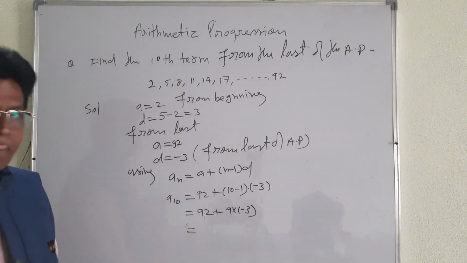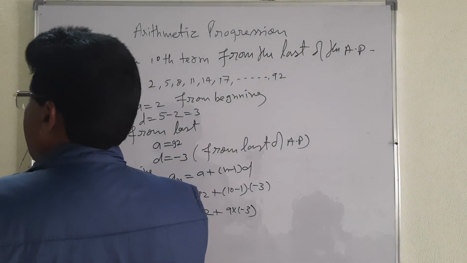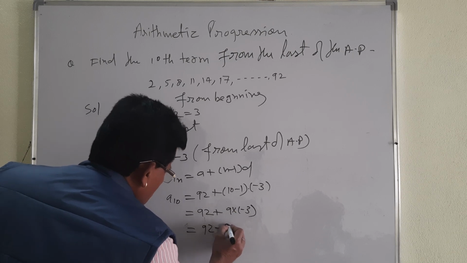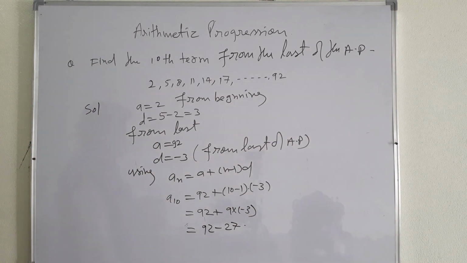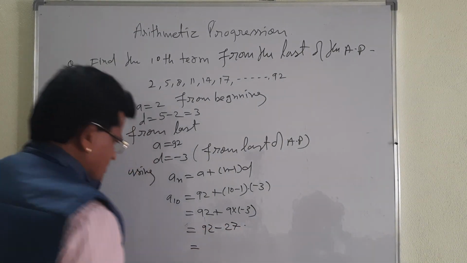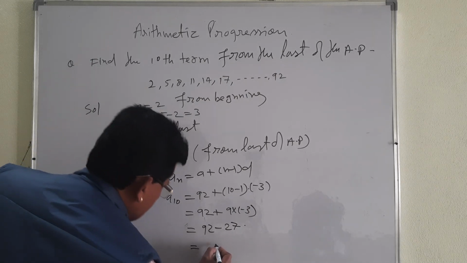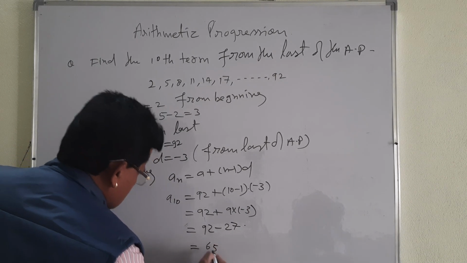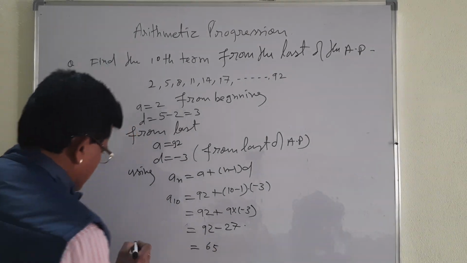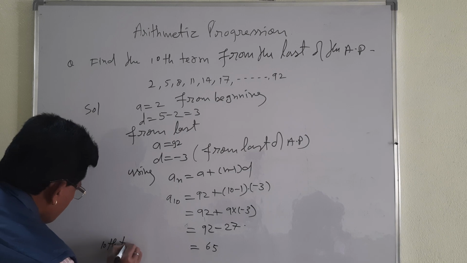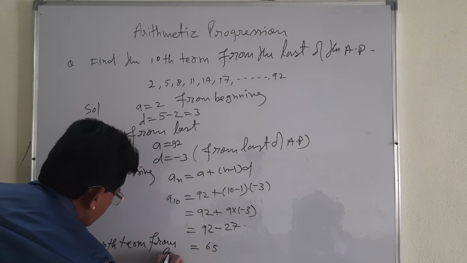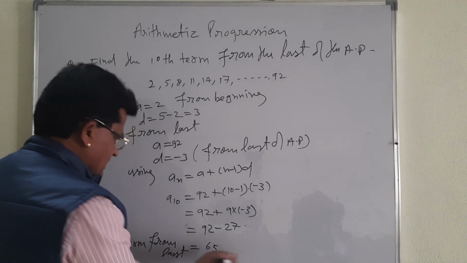Dear student, you see what will happen. You will find 92 minus 27. And 92 minus 27 will be equal to how much? You see, 12 minus 7 is 5, 8 minus 2 is 6, so 65. That is why you can write the 10th term from the last is 65.